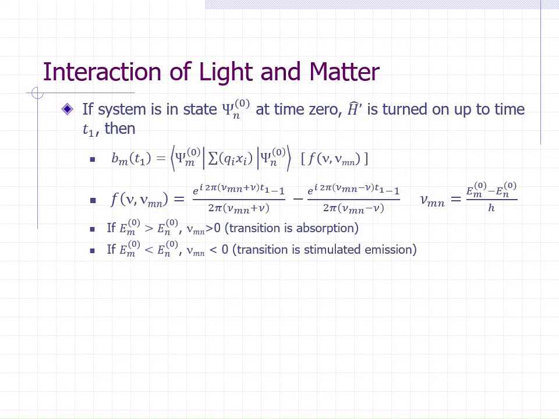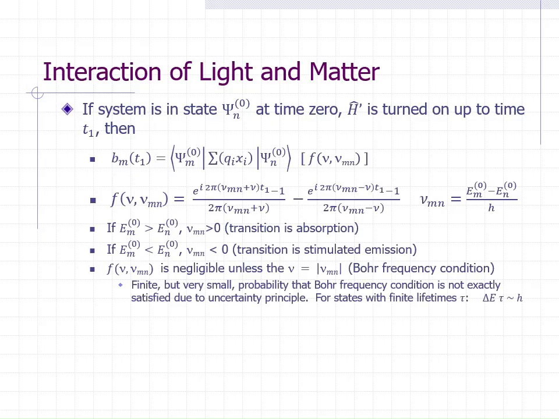If we examine the expression for function f here, we see that it becomes significant only under specific conditions. In fact, it is negligible unless the frequency of the light, nu, is close to the absolute value of nu sub m,n. This is essentially the Bohr frequency condition we learned in earlier lessons. Transitions can occur when the frequency of the radiation matches the energy difference between the two states. In reality, however, there is a small but finite probability for transitions even when this condition is not exactly satisfied.